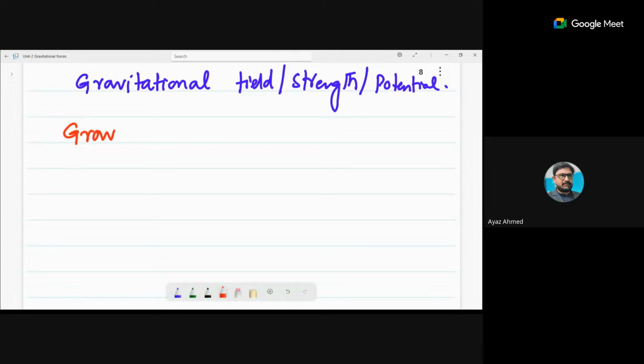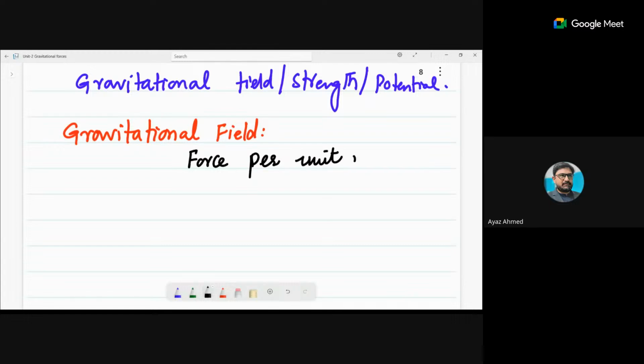As I told you, when we discuss gravitational field, we have a perception in our mind that it is an area around a mass within which we can experience a force due to that mass. But now in the exam, this is your force per unit mass at that point. So we define it from here: force per unit mass at a point is the gravitational field.